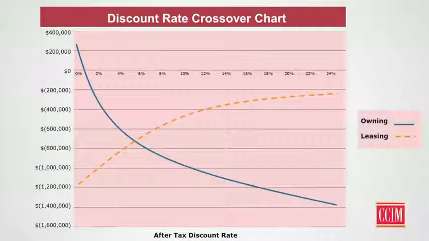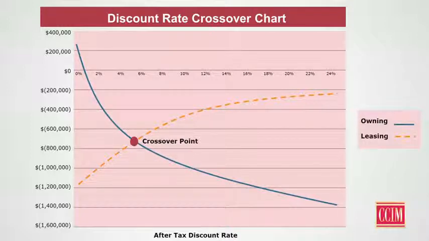We can also look at the crossover chart, which provides a graphical illustration of this equalizing discount rate. This chart plots the net present value of each alternative, lease and own, at different discount rates. The point on the graph at which the two lines intersect, in other words, the point at which the two NPVs are equal, is called the crossover point, or that discount rate at which the two alternatives are equal.